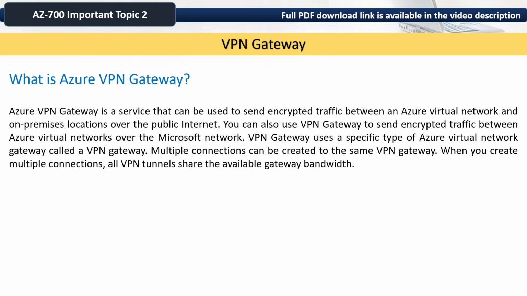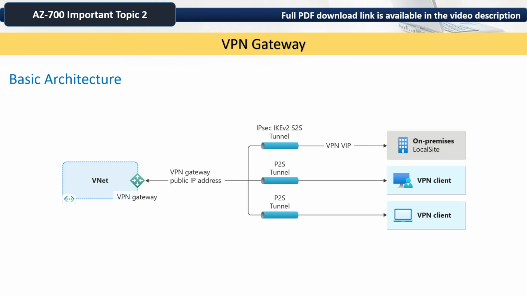Multiple connections can be created to the same VPN gateway. When you create multiple connections, all VPN tunnels share the available gateway bandwidth. Here in this diagram, you can see a VPN gateway on the left, and on the right side, we can see the different kinds of established connections.